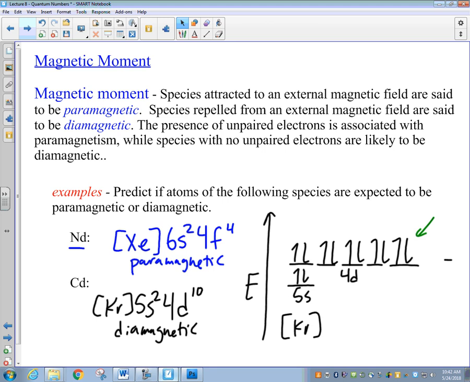So again, the key idea here is that the more unpaired electrons you have within a given atom, the stronger the net magnetic dipole would be for that particular atom, and therefore the more paramagnetic that species would be.